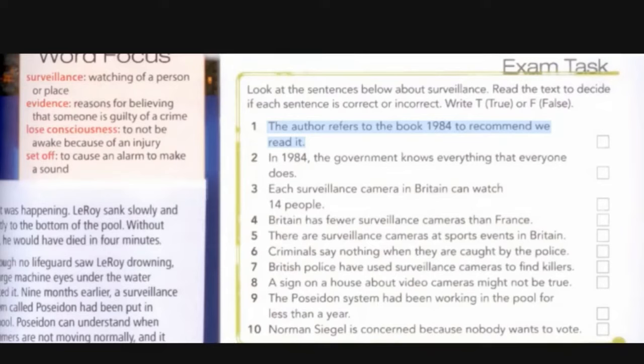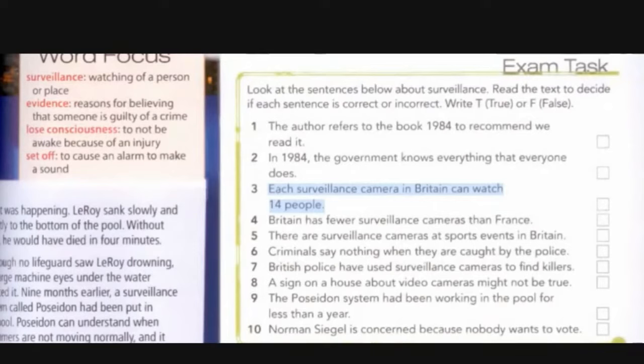Number two, can you tell me from which paragraph you can find the answer? In 1984, the government knows everything that everyone does. Paragraph one or so, right? Okay. After three, you do number two. Number three, each surveillance camera in Britain can watch 14 people. This is from which paragraph? This one, I will choose Winston to do it.